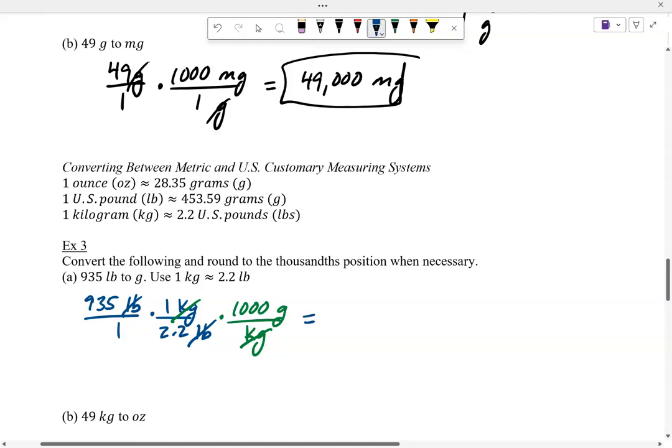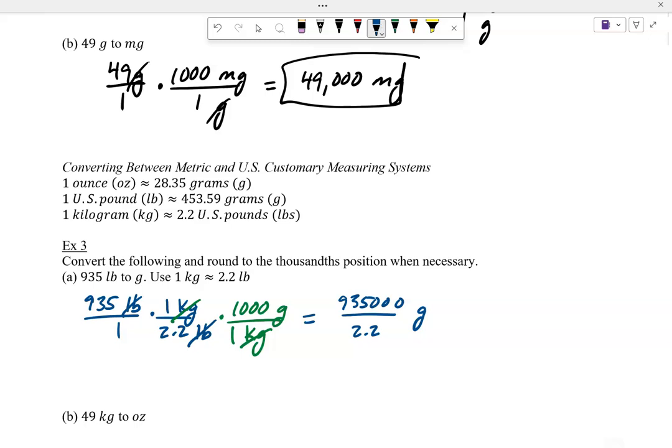And so I got 935 times 1,000 is 935,000. 1 times 2.2 times 1, I should have a 1 right there, is 2.2. And I'm in grams. So now I go ahead and divide 935,000 divided by 2.2, and I get 425,000 grams.